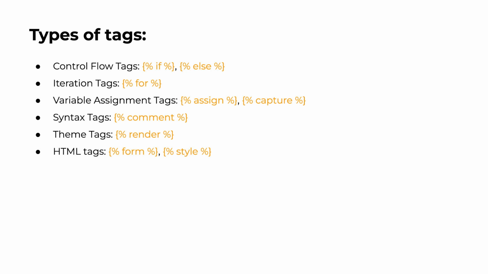Theme tags, for example, render tag. We have used this tag to connect our snippet to the theme.liquid file. HTML tags, for example, form and style tag, they produce HTML elements. We will see the use of these tags in future videos.